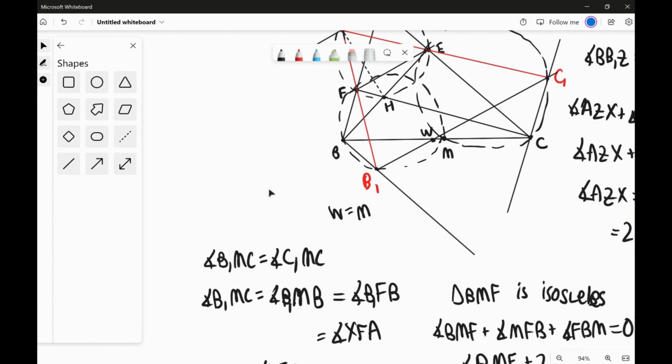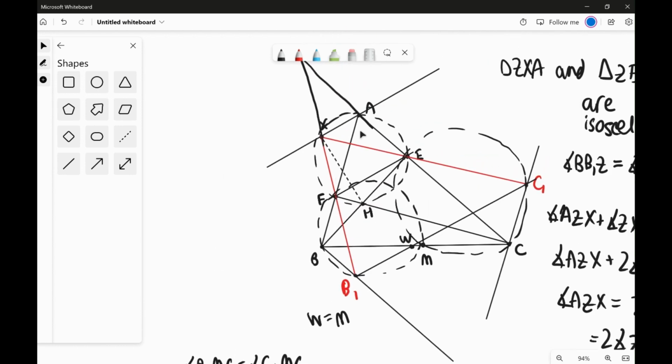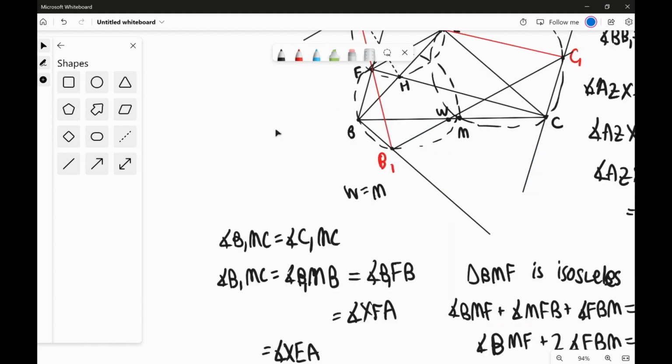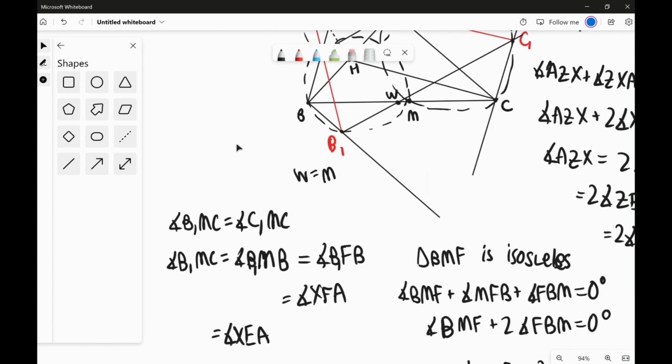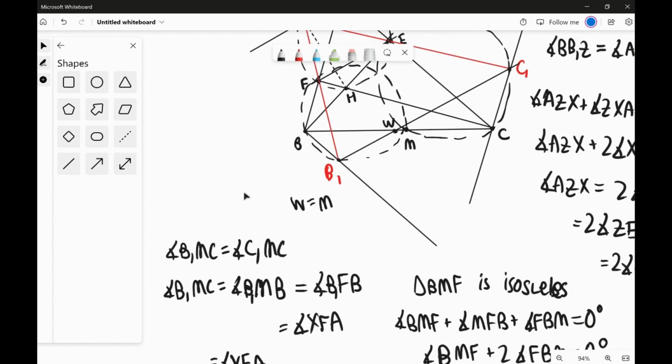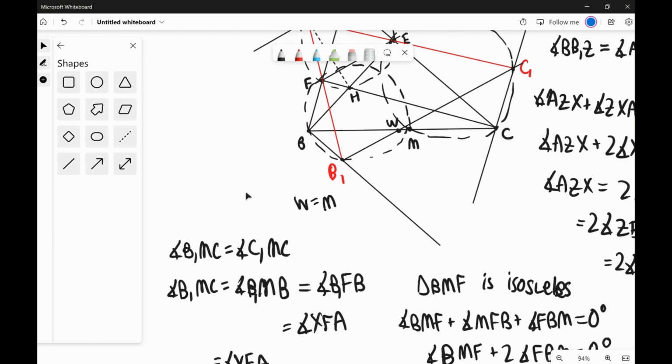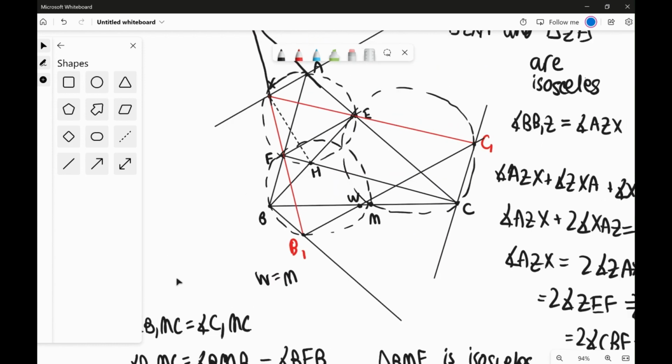And from here, we just work backwards again. We have XEA is equal to C1EC, which is just C1MC, which is what we wanted to prove here. So now we know that B1C1 bisects this length. So now we can go ahead and get rid of this point W and say that the midpoint M is indeed the center.